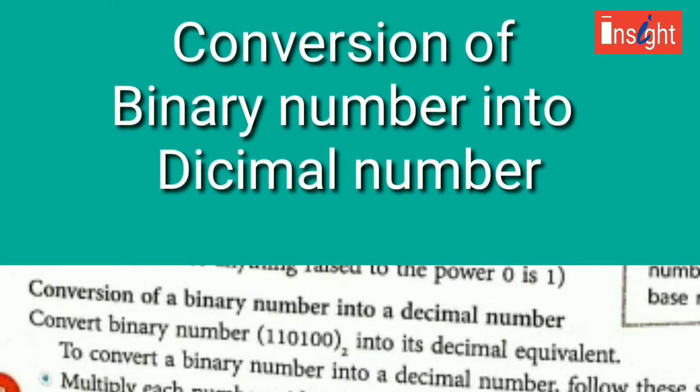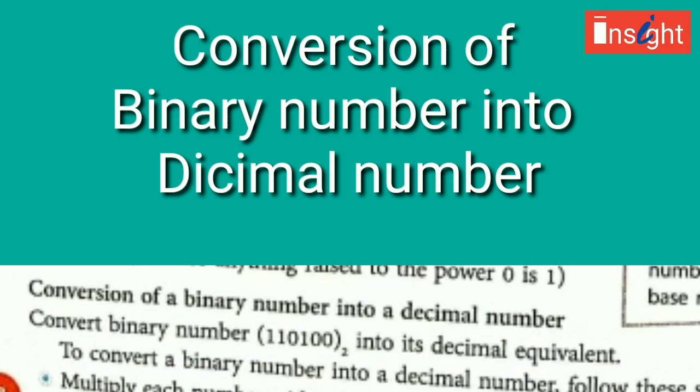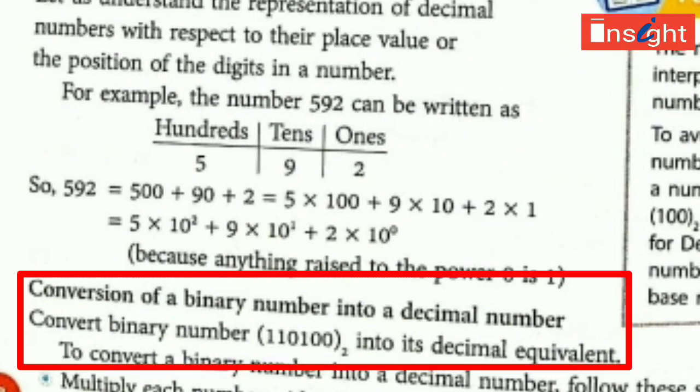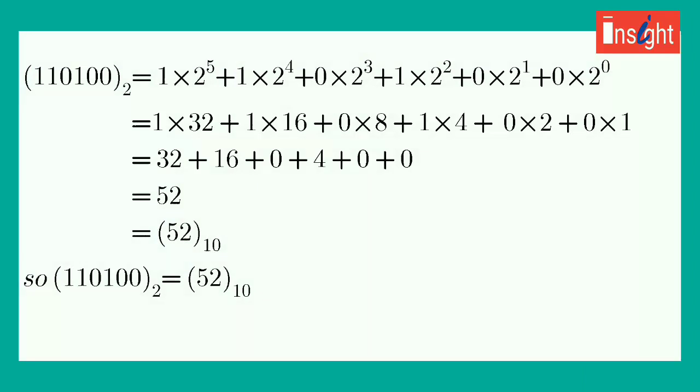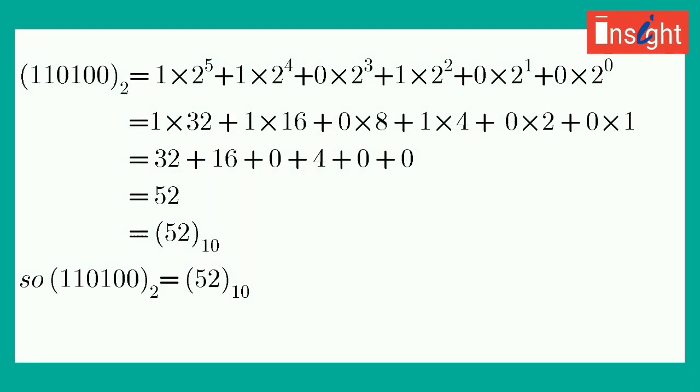Now let us see the conversion of a binary number into a decimal number. Convert binary number 110100 into its decimal equivalent. This example is given in your book. Let us see. First of all, multiply each number with 2 having power as 0 for the ones position. Start from the extreme right digit. In the second place from the right, you write 2 to the power 1, third place 2 to the power 2, fourth place 2 to the power 3, and so on.